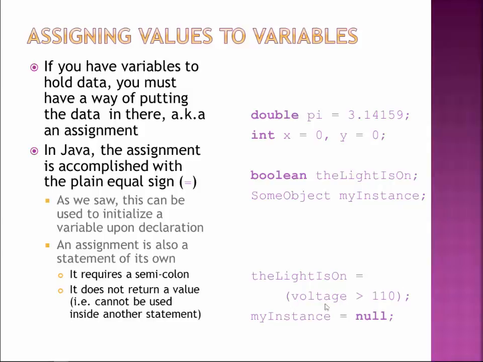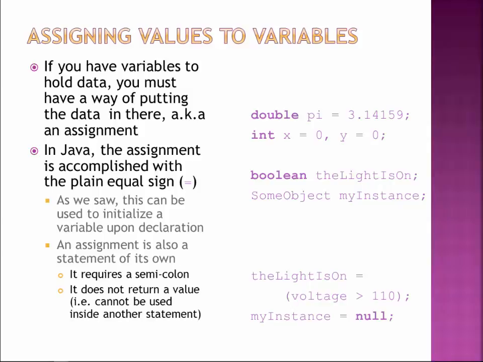So you can see I'm doing this comparison right here. There's some probably integer value or maybe a double value here, voltage. And we're comparing that to, in this case, an integer literal. A literal is a number typed into code, 110. So if the voltage is over 110, then the light is on. Otherwise, the light isn't on, basically what it's saying. And then my instance is some object, and it's assigned to null, which means I have not assigned it to anything yet at this point. So that is the core behind assigning variables.